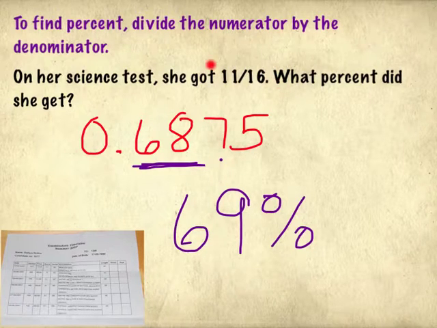I found the equivalent ratio. 11 out of 16 is equal to 69 out of 100. Actually, it would be equal to 68.75 out of 100, but we're not going to mess around with that. So we'll just round up. So 69% would be the answer. And that's all there is to finding percentages. All you really have to do is divide the numerator by the denominator, and then take your answer.